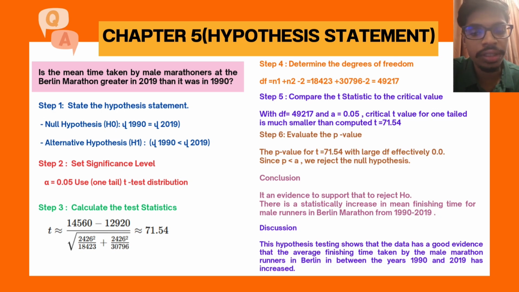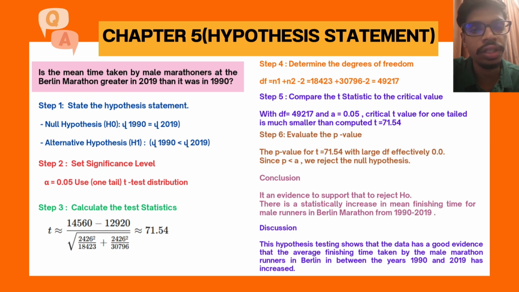So the third step is to calculate the statistic. So the answer will be 71.54 by using the t-distribution. The fourth step is we need to find the degrees of freedom. After we use the formula, we will get 49217 as the answer. For step 5, we need to compare the t statistic with the critical value. So the t statistic we get, 49217, with alpha 0.05.